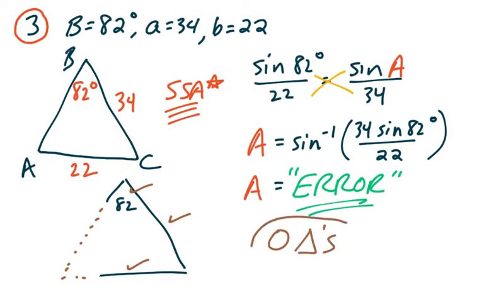If you ever punch in your inverse there to solve for the angle, and you get an error, you did it right. That means there's no triangles, nothing exists. And that's wonderful news because we're done. We don't have anything to solve for, so we just move on.